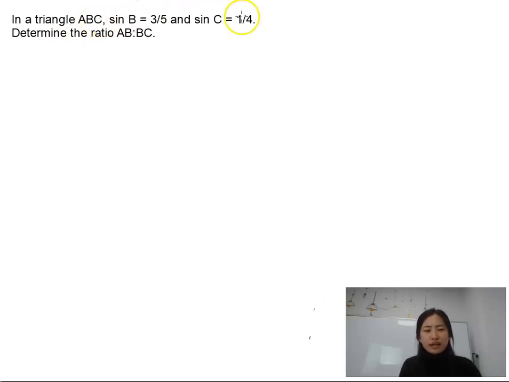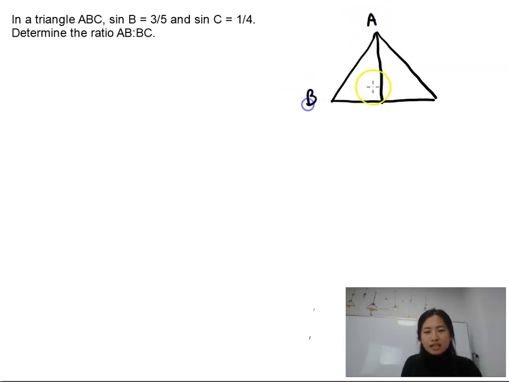So we have a triangle ABC where sine B is equal to 3 over 5 and sine C is equal to 1 over 4. So determine the ratio AB to BC. So let's just start off by drawing our triangle right here. So you have A, B, and C.